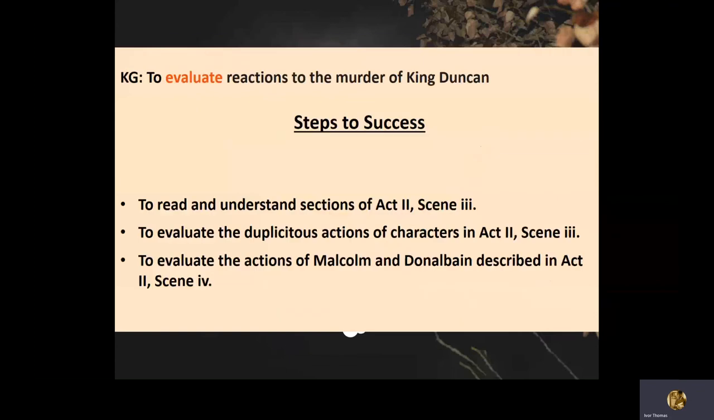Google the text. Today we're going to look at reactions to the murder. We're going to read and understand Act 2, Scene 3, that's to say the rest of Scene 3. And we're going to evaluate the duplicitous means, deceitful actions of the characters, and find out what King Duncan's sons, Malcolm and Donalbain, do.